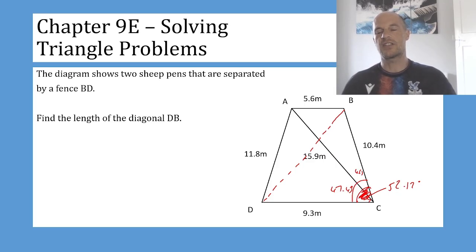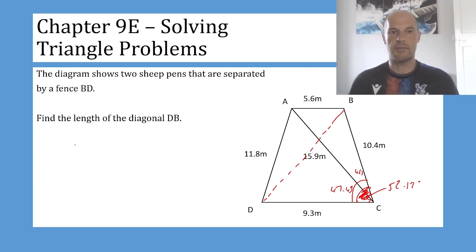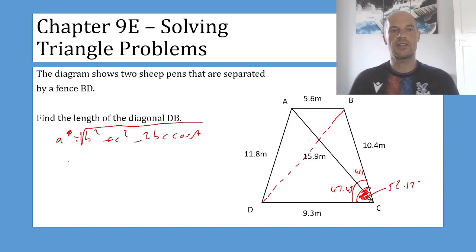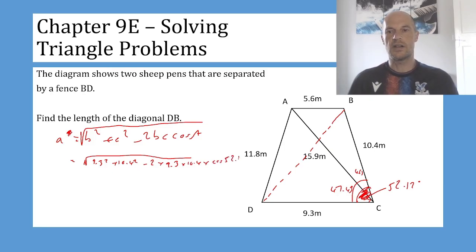Okay, so now I'm going to use the cosine rule again. Luckily it's the cosine rule for a side length rather than the cosine rule for an angle, which is a lot easier. So we remember a squared is b squared plus c squared minus 2bc cos A. So we want a, so that's going to be the square root of all that stuff. So it's going to be the square root of 9.3 squared plus 10.4 squared, take away 2 times 9.3 times 10.4 times the cos of 52.12. That's a 2. It's the trouble with these graphics tablets, hard to write very clearly sometimes.